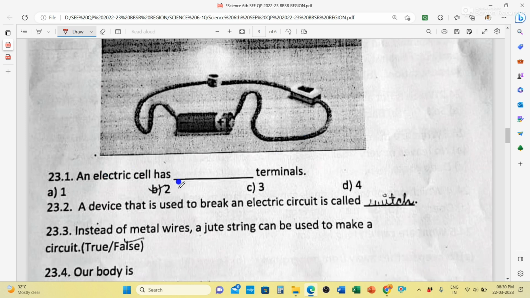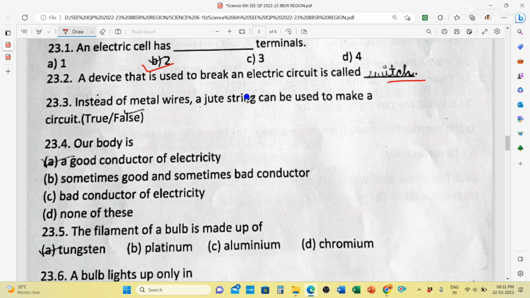An electric cell has dash terminals: two terminals, positive terminal and negative terminal. Here is the positive and here is the negative. A device that is used to break an electric circuit is called a switch. Instead of metal wires, a jute string can be used to make a circuit. No, it is false. Instead of metal wire, jute string can't be used in a circuit.